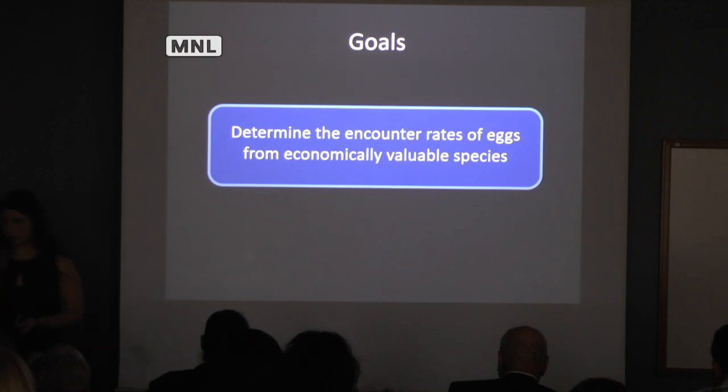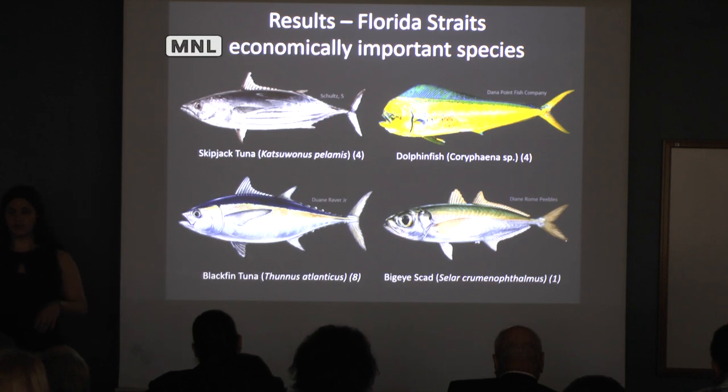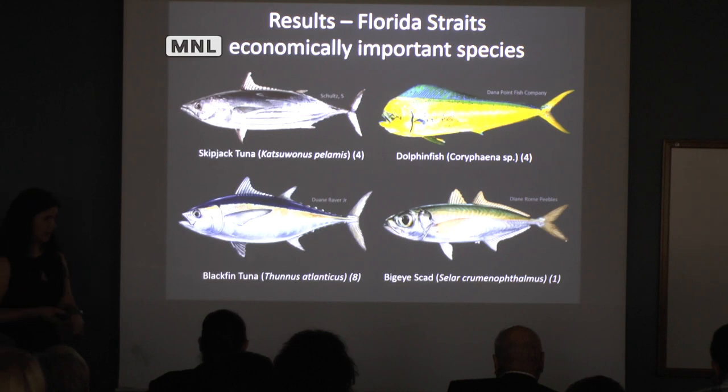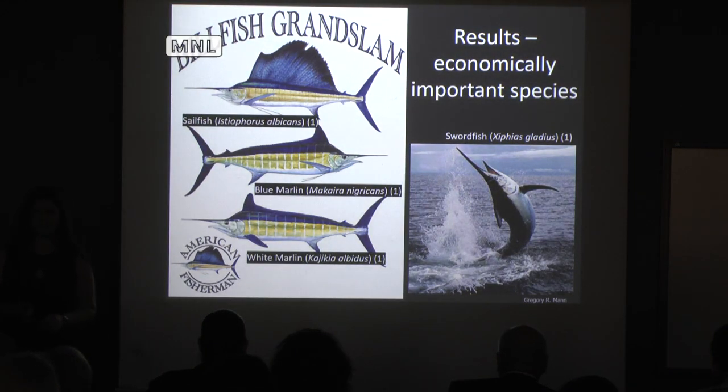The second goal of this project was to determine the encounter rates of eggs from economically valuable species, again. And again, in the parentheses, you can see how many different stations these eggs were found at. And so for this particular study, we saw skipjack tuna, dolphin fish, blackfin tuna, and big eye scad. We saw blackfin tuna a lot. We also saw something very interesting that we hadn't seen previously, and the fishermen like to call it a billfish grand slam. And that is when you get all these different billfish in your whole lifetime, you catch them on a line. But I got to catch them within my master's degree.